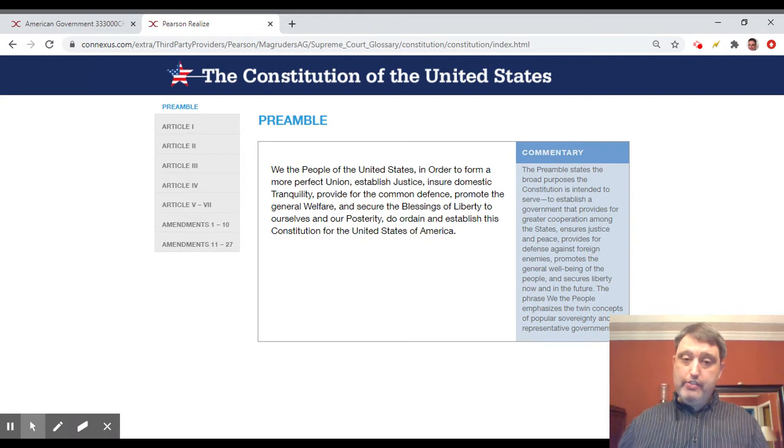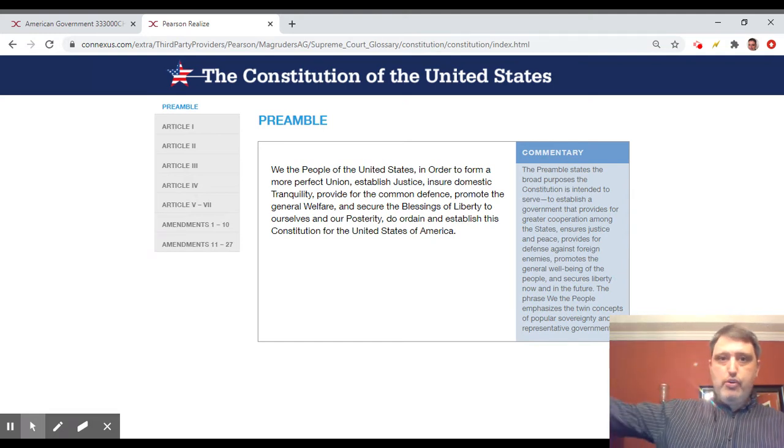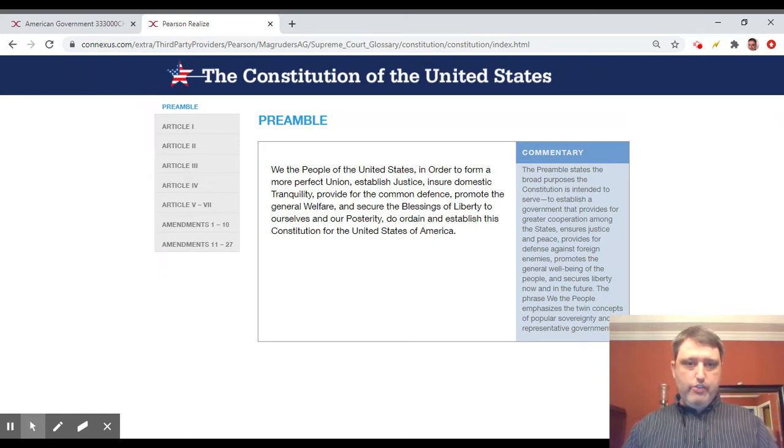It says, we the people of the United States, in order to form a more perfect union, establish justice, ensure domestic tranquility, provide for the common defense, promote the general welfare, and secure the blessings of liberty to ourselves and our posterity, do ordain and establish this Constitution. Meaning that the reason we're writing this Constitution is to form a more perfect union, to establish justice, to ensure domestic tranquility, to provide for the common defense, to promote the general welfare, and to secure the blessings of liberty to ourselves and those that come after us, our posterity. Okay, so that's essentially what the preamble does. It explains why the Constitution was written and what the framers were trying to accomplish.